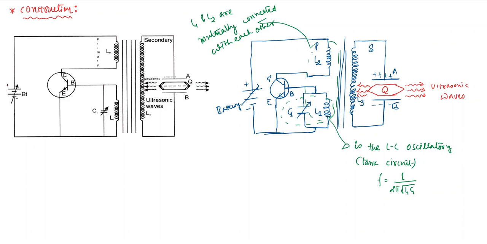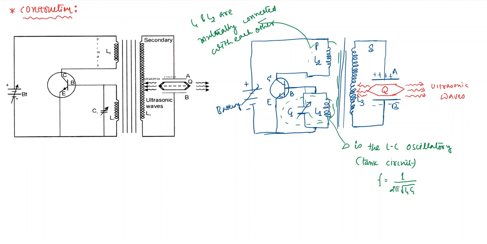So let me explain it once again. You have to remember 3 points. First point, a quartz crystal is placed between two metal plates A and B which are connected with the secondary coil of a transformer. This is the first thing.